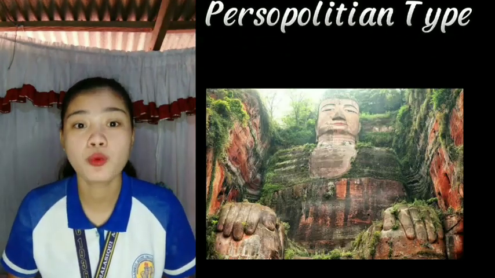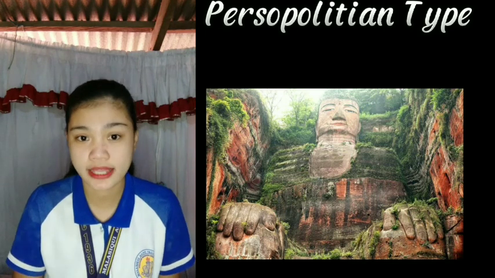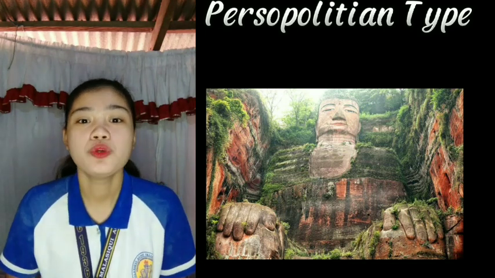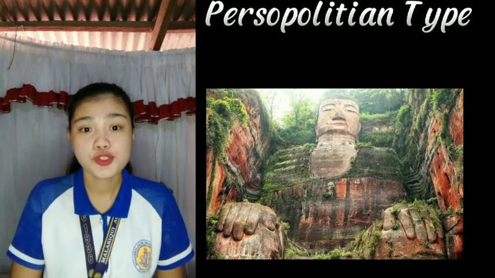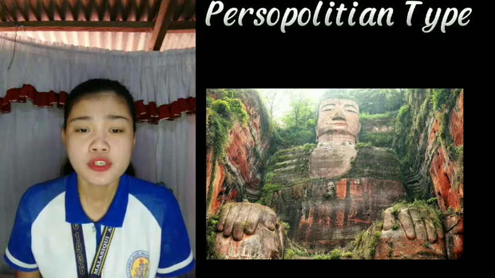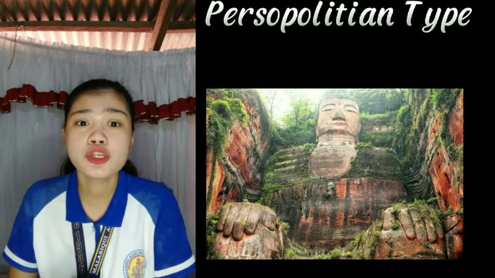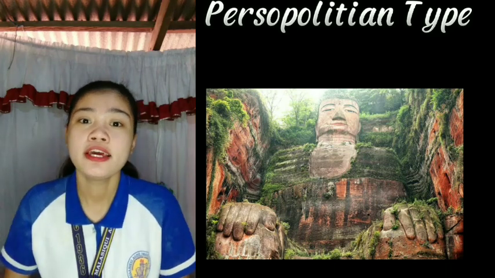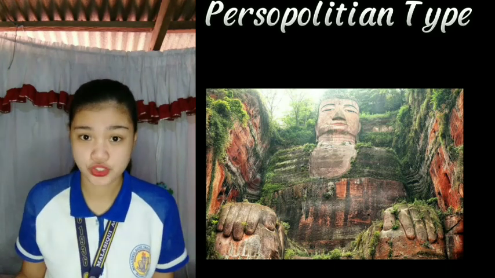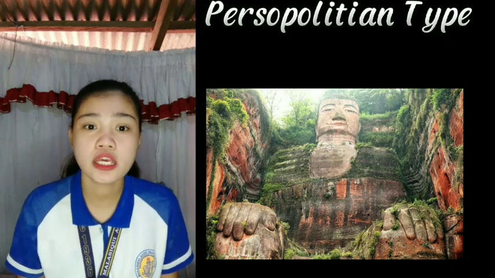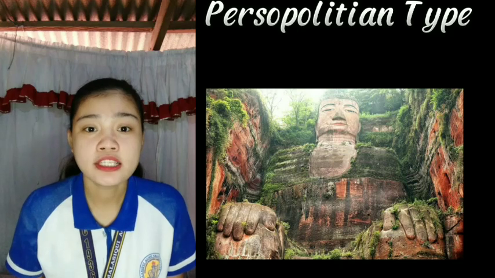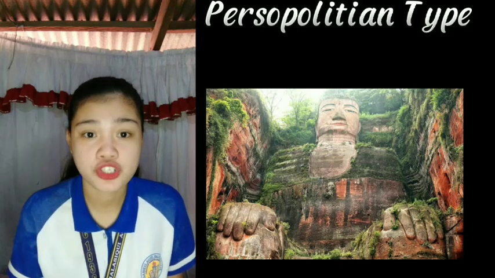Let's proceed to the Persepolitan type. It is octagonal with a bell-shaped capital supporting animal sculpture. So this Persepolitan type supports animal sculpture. The shaft is highly polished and has a vase-shaped base. Later, I will show you the picture of the Persepolitan type.